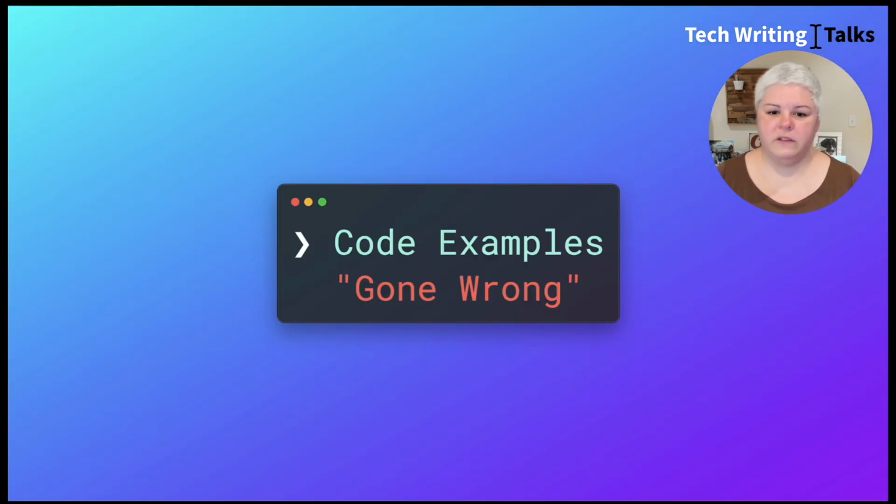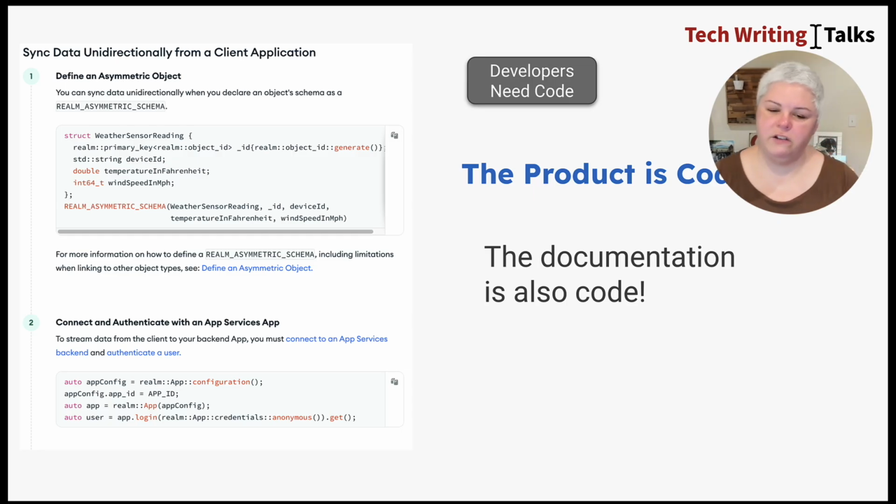Going back to this example from our documentation page, this feature is designed for heavy insert-only workloads, and the main use case for this feature are things like point-of-sale terminals or Internet of Things devices. So in the code example here, we've chosen to use a weather sensor reading as a code example to illustrate that this is intended for use with Internet of Things devices.